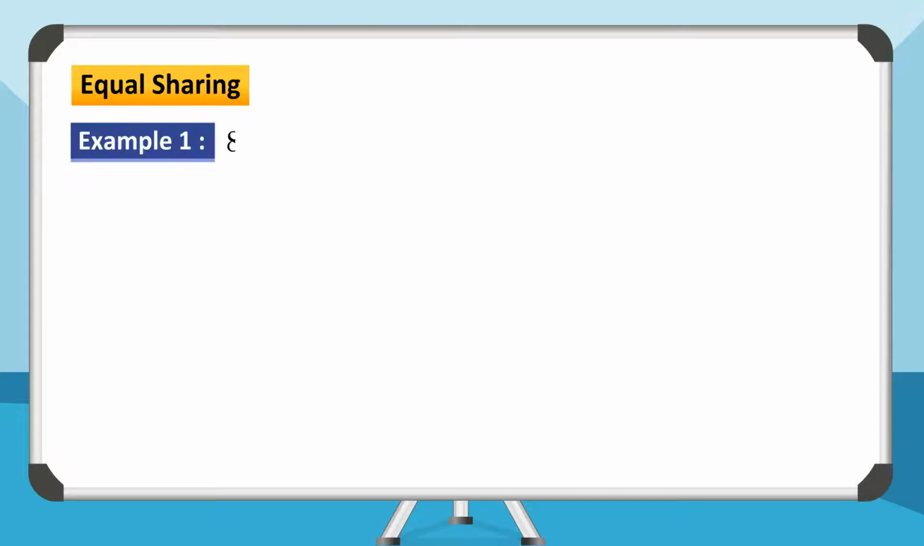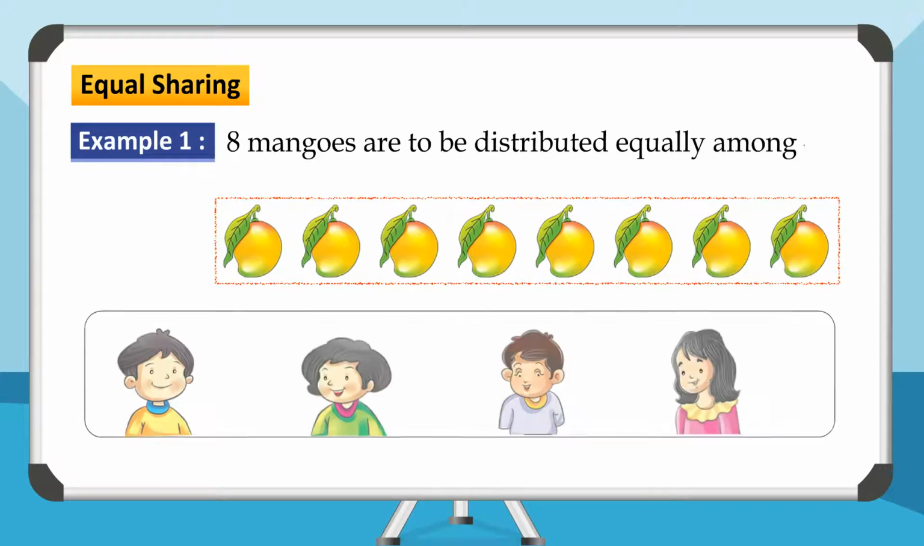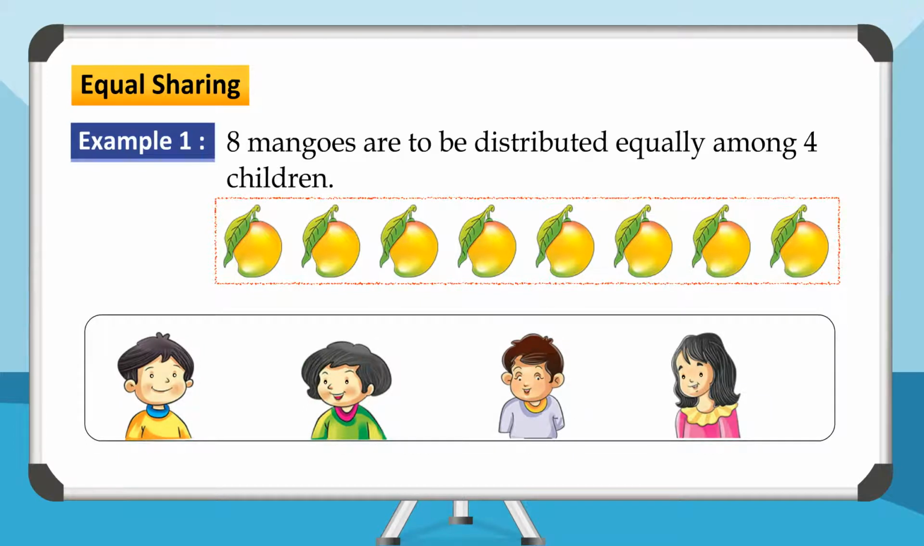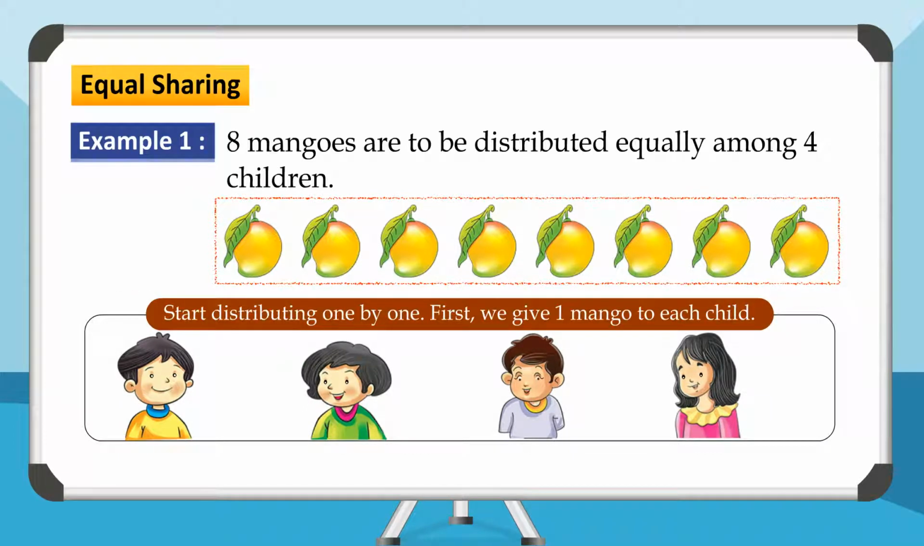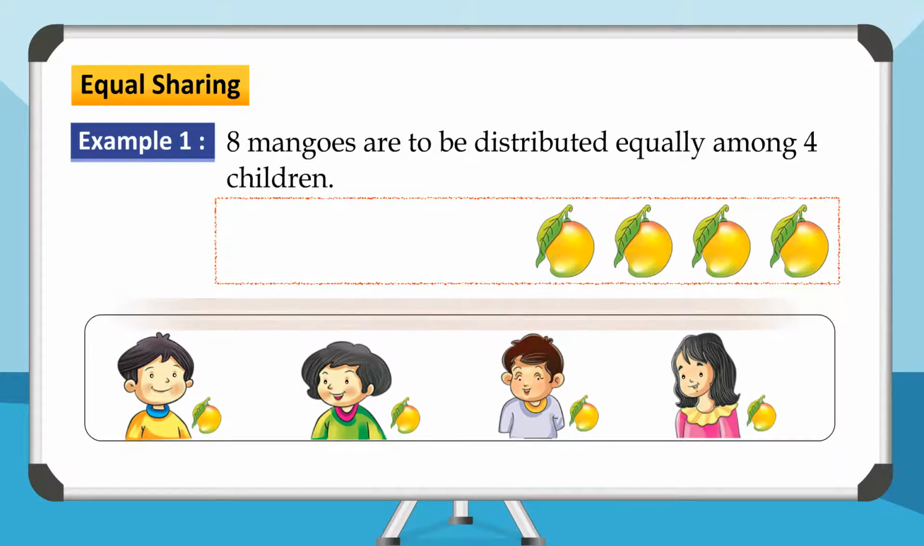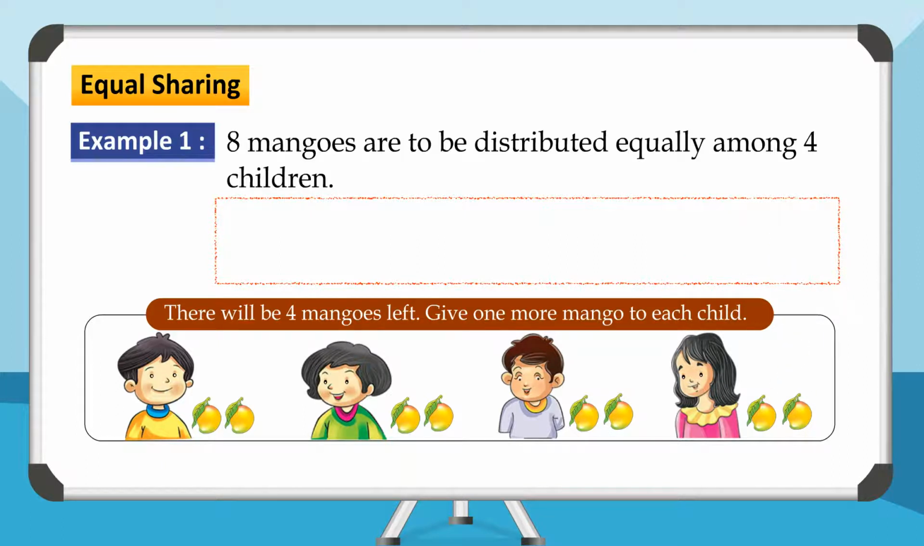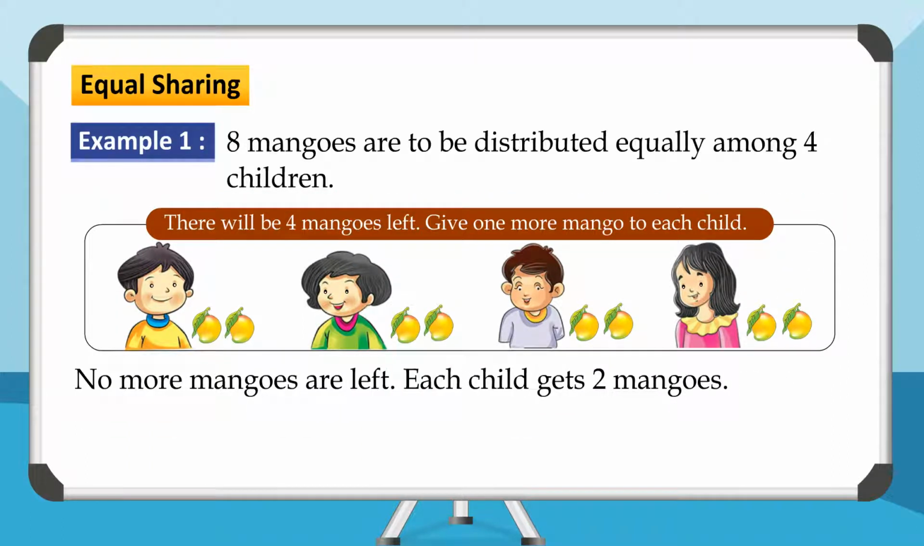Example 1. 8 mangoes are to be distributed equally among 4 children. Start distributing one by one. First, we give 1 mango to each child. There will be 4 mangoes left. Give 1 more mango to each child. No more mangoes are left. Each child gets 2 mangoes.